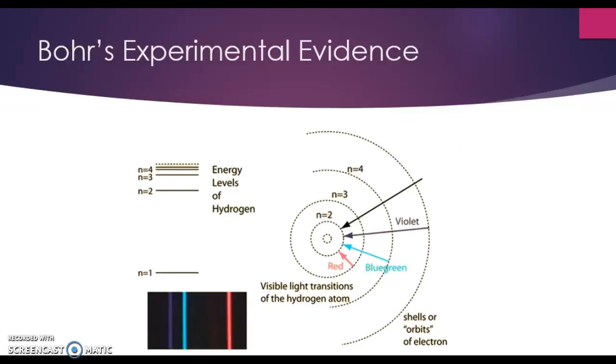Bohr's experimental evidence involved observing the emission spectrum of hydrogen. He saw distinct bands of energy being emitted from the atoms of hydrogen when they were excited by external energy. He concluded that because he saw very specific wavelengths, they had to correspond to very specific energy levels, or transitions in energy levels, which is how he came up with his shell model.